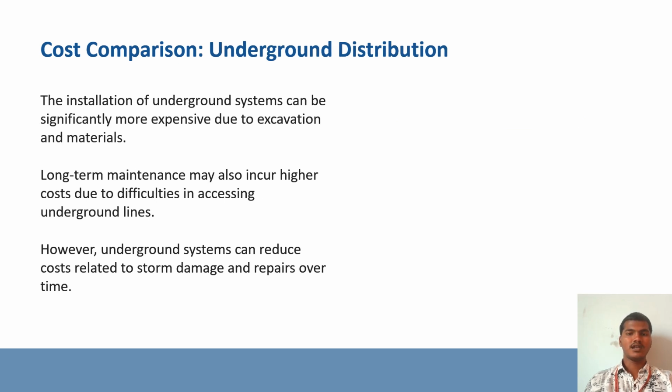Cost comparison, underground distribution. The installation of underground systems can be significantly more expensive due to excavation and materials. Long-term maintenance may also incur higher costs due to difficulties in accessing underground lines. However, underground systems can reduce costs related to storm damage and repairs over time.